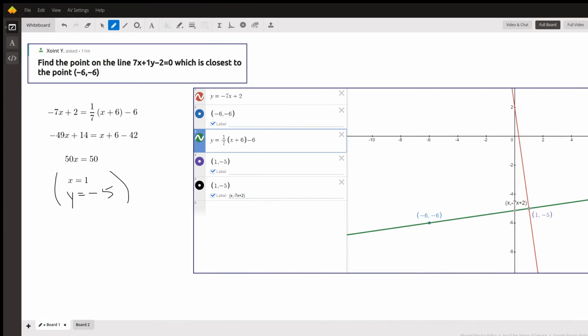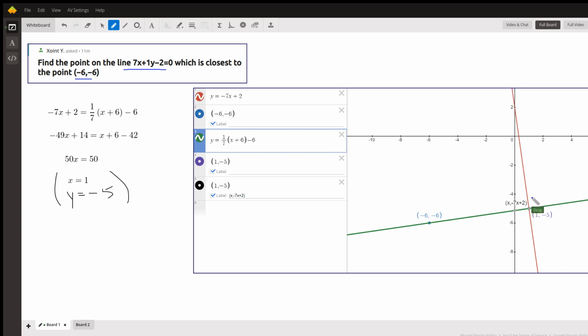Okay, you're given the equation of a line right here, 7x plus y minus 2 equals 0. We want to find the point on that line that's closest to the point (-6, -6). You don't need calculus to actually do this problem. I'll quickly go through that.